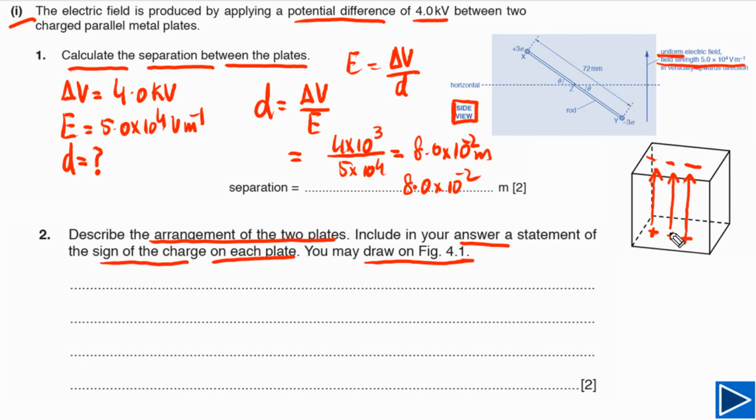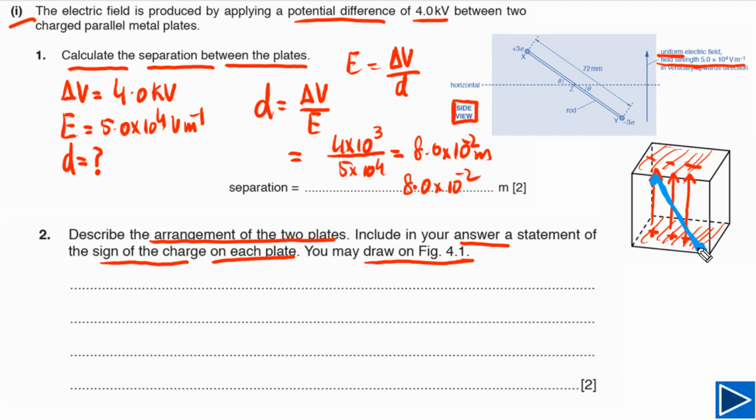Now the next thing we need to understand is that the plates are in the horizontal plane. As you can see, this plate is in the horizontal plane, and this plate is also in the horizontal plane. And let's try to understand how the rod is placed. The rod is placed like this. So this is how the rod is placed between the plates.